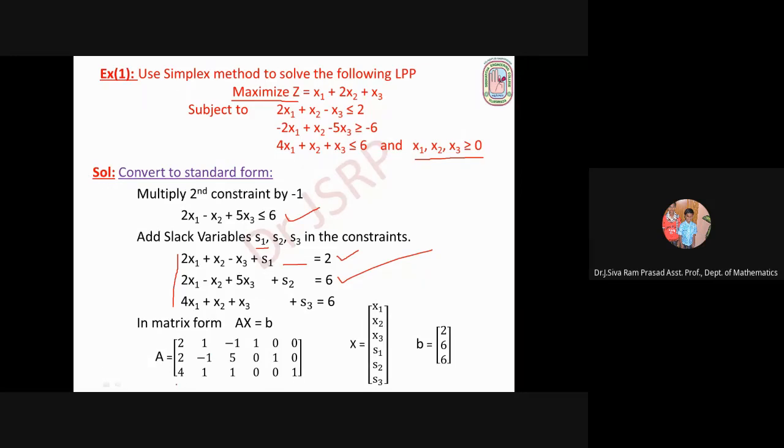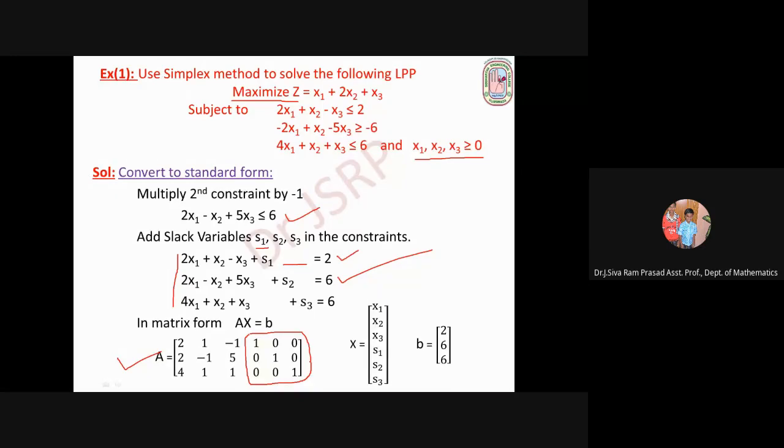So examine this coefficient matrix. Examine this. So clearly it contains 1 0 0, 0 1 0, 0 0 1. So this is the unit matrix. So clearly the coefficient matrix contains the unit matrix I3. Okay. Since all constraints are less than or equal to, automatically the coefficient matrix contains a unit matrix. Okay. So we proceed to step 3.